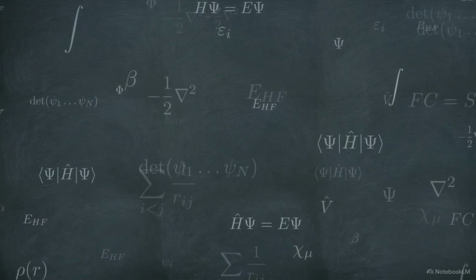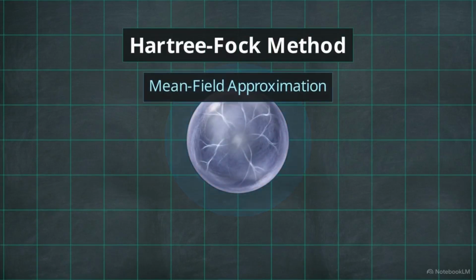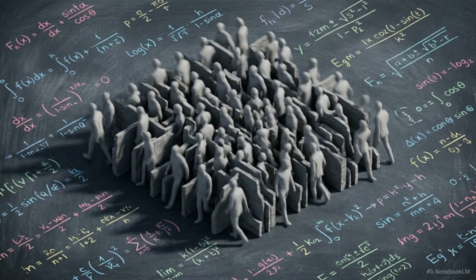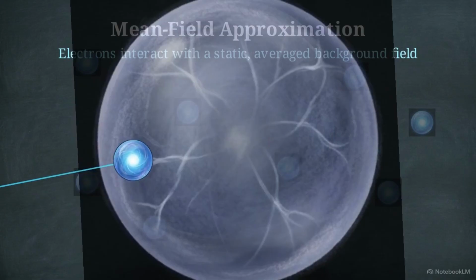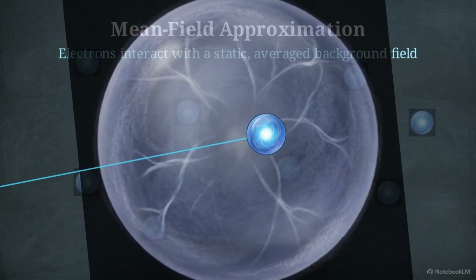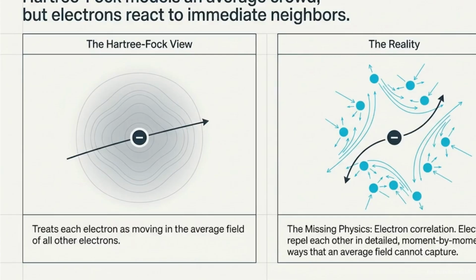In standard computational chemistry, our baseline is the Hartree-Fock method. It relies on a mean field approximation to make complex mathematics solvable. This model assumes an average crowd behavior. It treats each individual electron as if it only reacts to a smoothed-out average field generated by all the other electrons in the system. This diagram shows the physical flaw in the Hartree-Fock view.